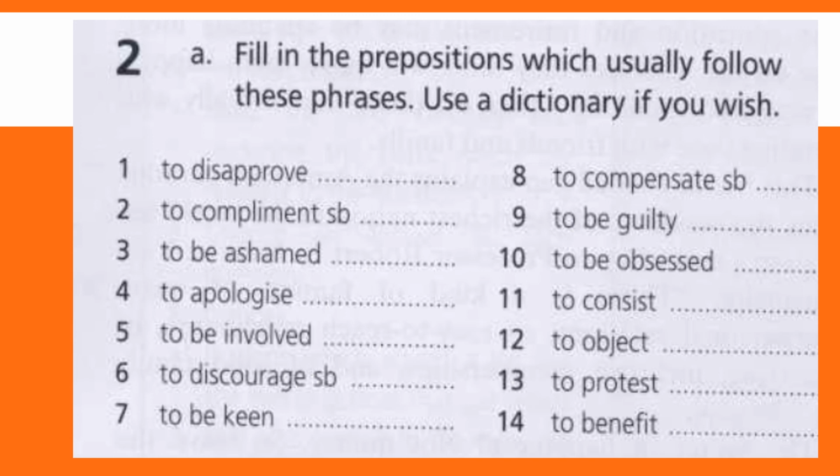And here we got number 8, to compensate somebody for. But we got here to be guilty of, and we have another one with of, to consist of. But for obsessed, remember from our previous revision, obsessed with. Yeah, that's right. What about object? It will be object to. And protest actually can take two prepositions. It can be to protest against, or to protest at. And the final one, to benefit from. So maybe I can say, I can benefit from this work, or I can get benefit from this job, for example.